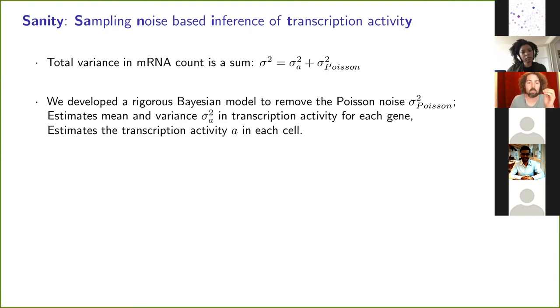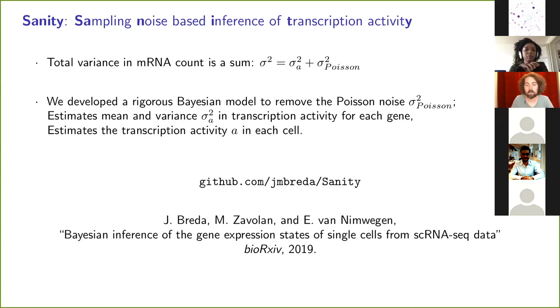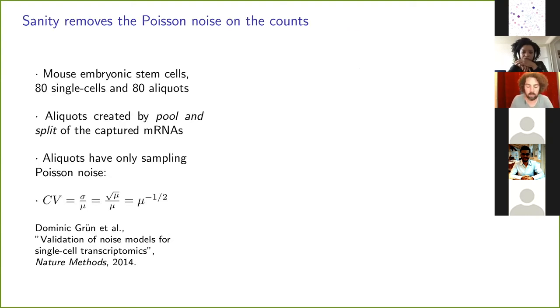To solve that problem, we developed a Bayesian model that removes that Poisson noise. To do so, we first estimate the mean and the variance of the transcription activity for each gene. And then in each cell, we estimate the transcription activity in each cell separately. We made that algorithm available on a GitHub page, and we detailed the derivation and made a benchmark in this preprint. So let me show you one of the main results.